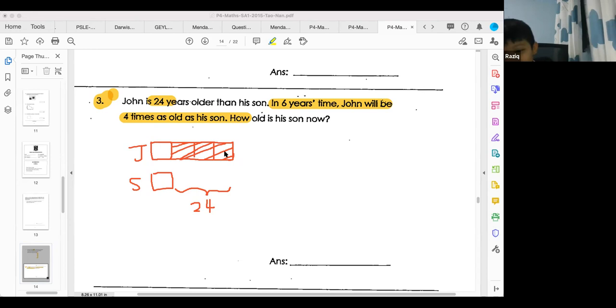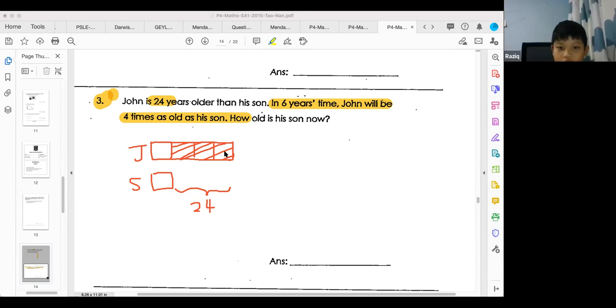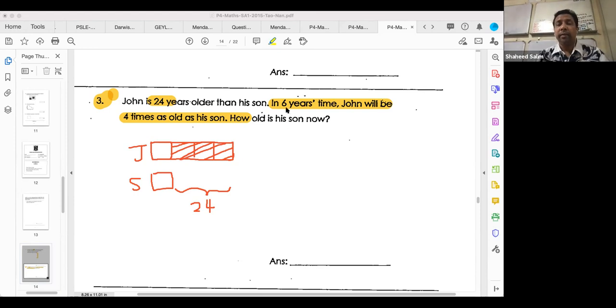Eight. Well done. But that is the age of the son in 6 years' time. How old is the son now? 2 years old, right? 2 years old, because in 6 years' time he is 8 years old. You see down here, this is what we are drawing, in 8 years' time.